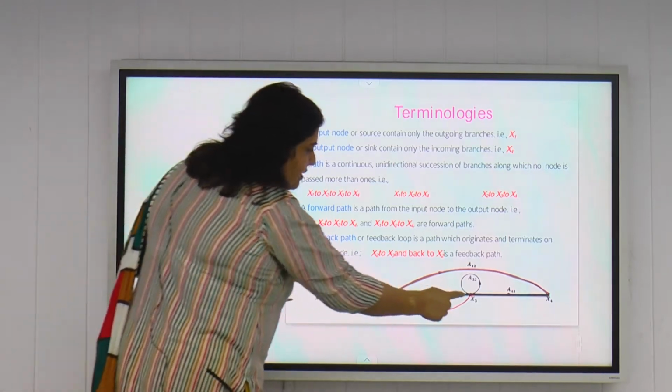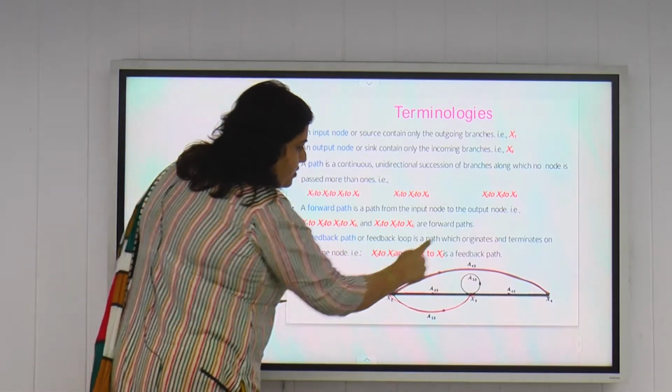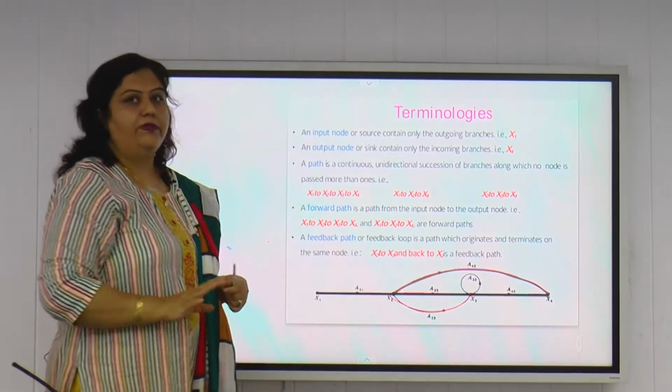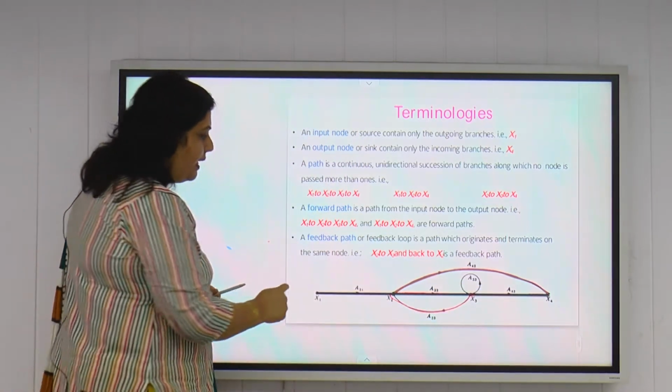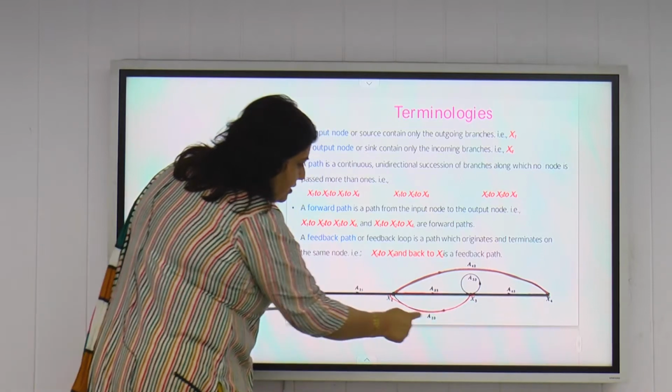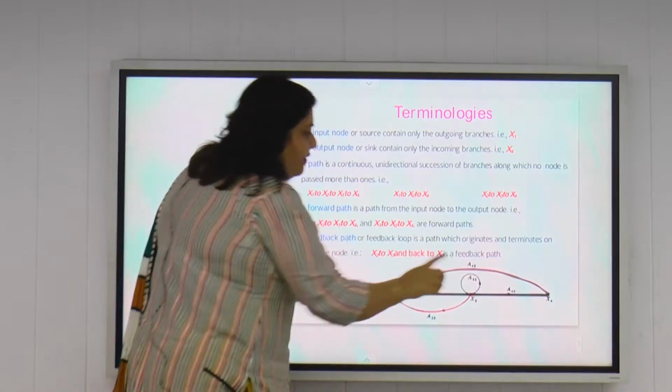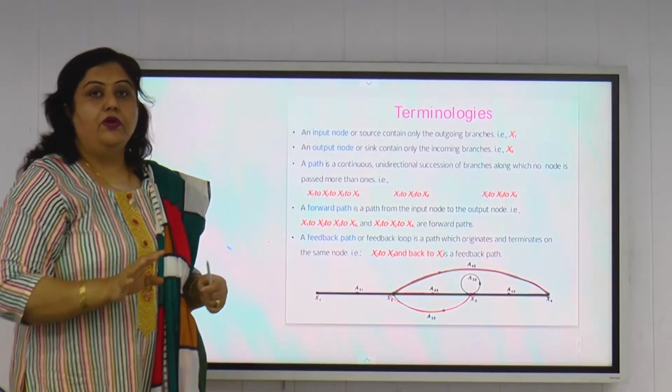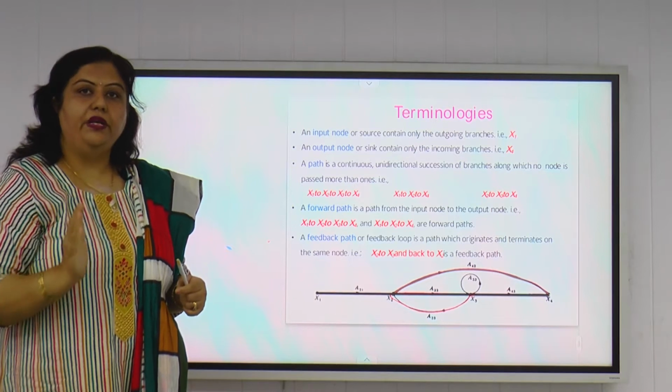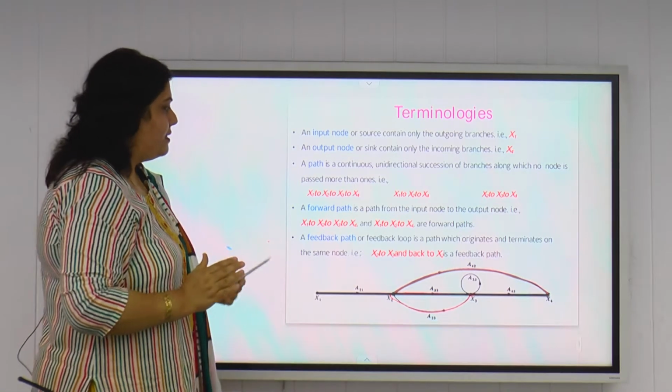One is x1, x2, x3, x4. Another is x1, x2 and x4. No other forward path is possible here. We cannot say x1, x2, then x3, then x2, then x3, x4. We cannot call it a forward path because the condition is that no node should be encountered more than once. So that is the forward path.